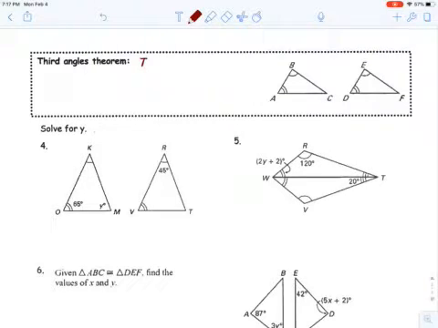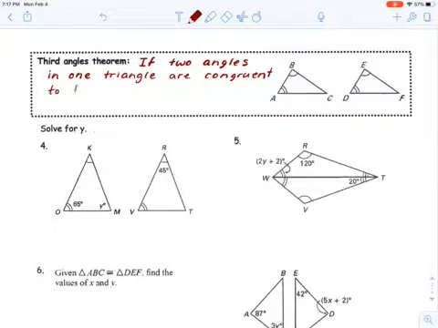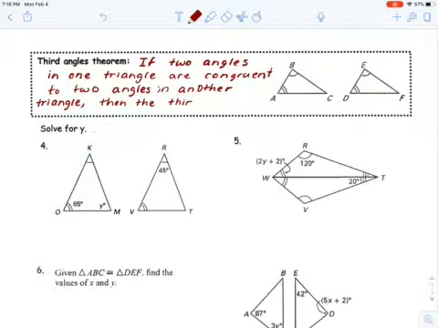Let's write that down. If two angles in one triangle are congruent to two angles in another triangle, then the third pair of angles must also be congruent.